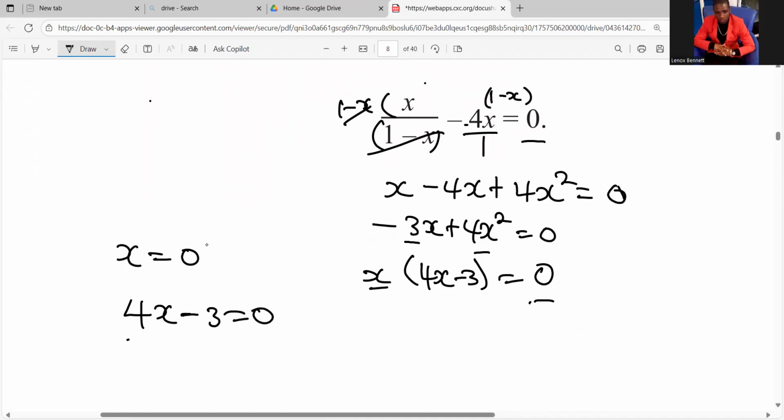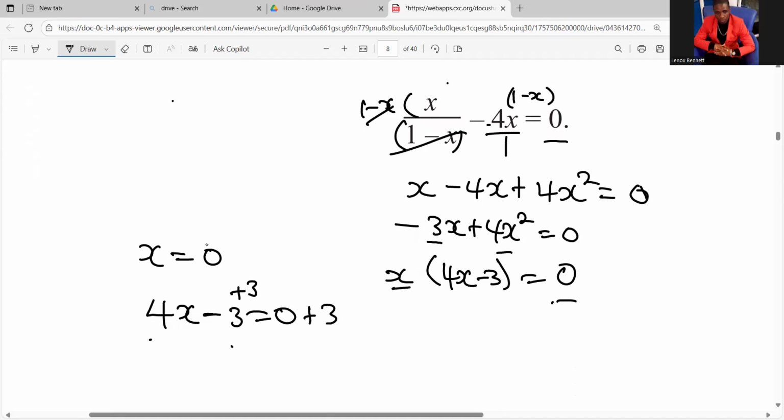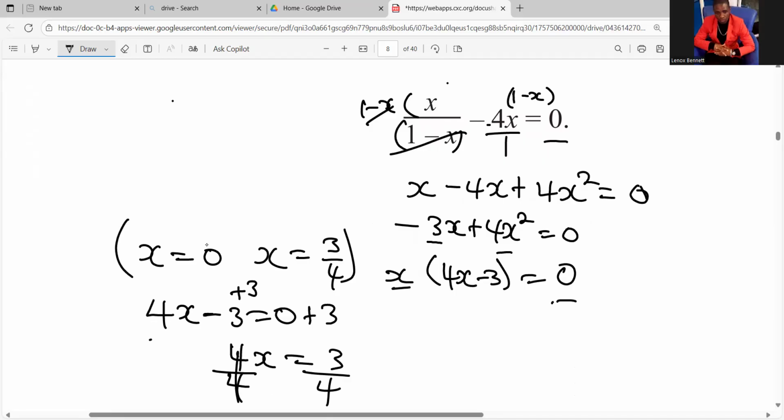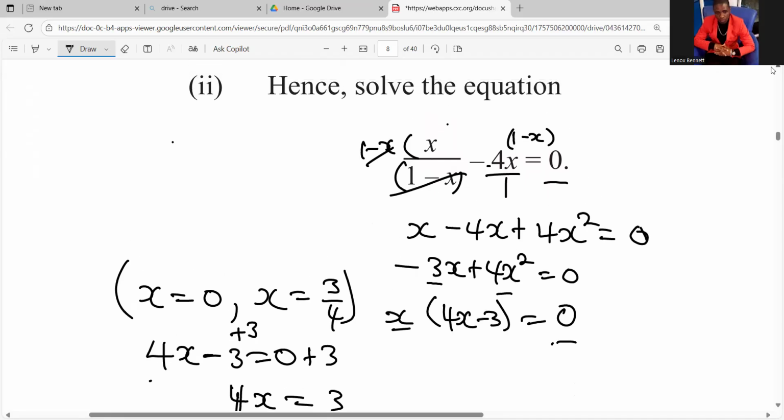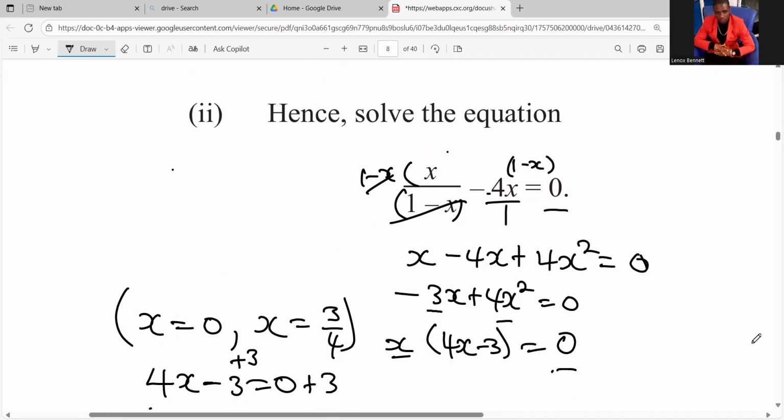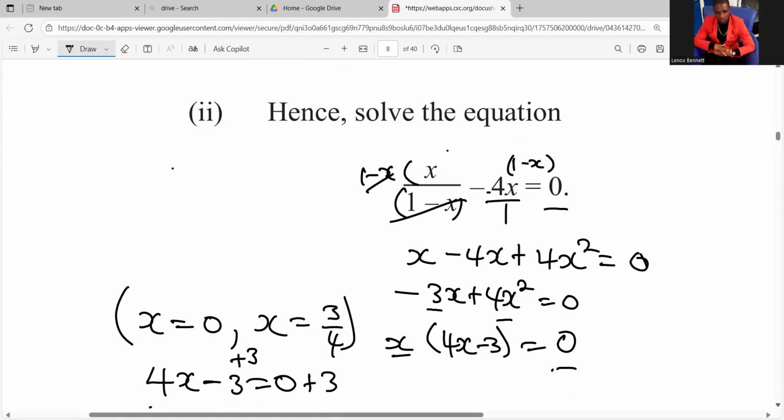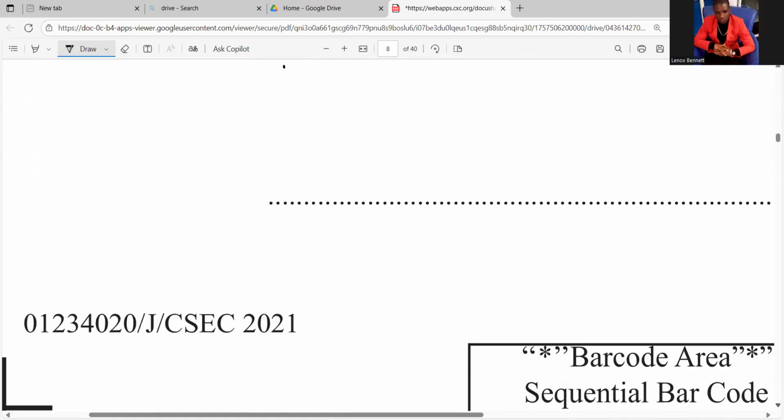What's the opposite of minus 3? Plus 3. So we add 3 to both sides. We have 4x equals 3. We want to get x by itself. So we divide by 4, which is the opposite. So we have two values. x is equal to 0 and x equal 3/4. CXC didn't say values, but I sometimes see 'solve the equation.' Okay, it's just the ends. All right. So we do the right thing and we solve for both.